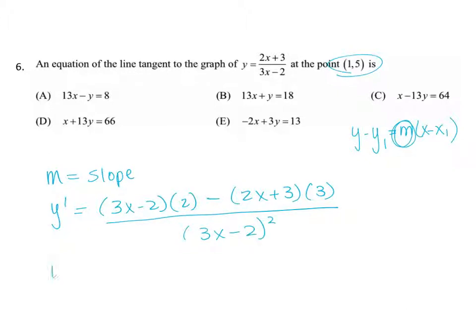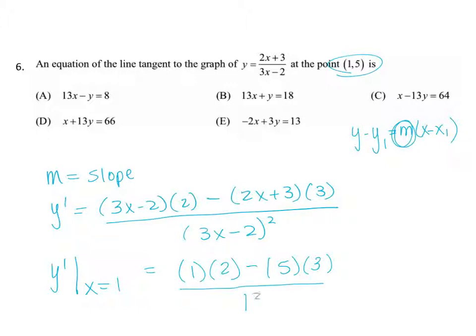Now we need to evaluate y prime when x is 1. So for our first parentheses, we're going to get 3 minus 2. 2 minus, and if we substitute in 1 over here, we're going to have 5 times 3, and that's going to be all over 1 squared. So it looks like we're going to have 2 minus 15. So we get negative 13 for our slope.